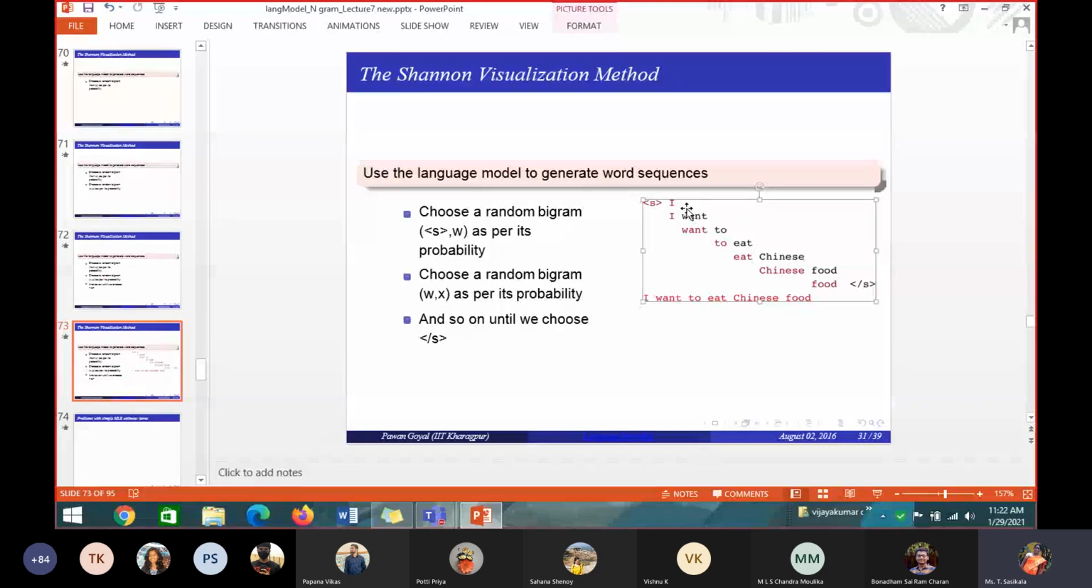Choose a random bigram, starting with some word as per its probability. Once the start with some word, I, is identified, what do I have to do next? Please tell me. Start with I is identified. After that, what do I have to find? I with some other word. Given I, what is the probability of the next occurrence of words?